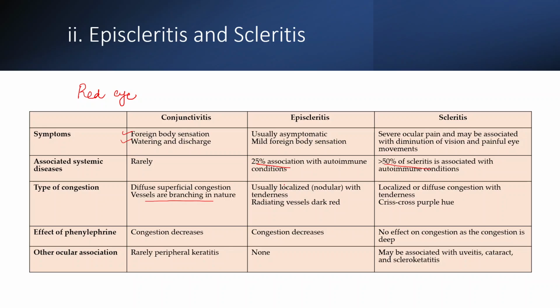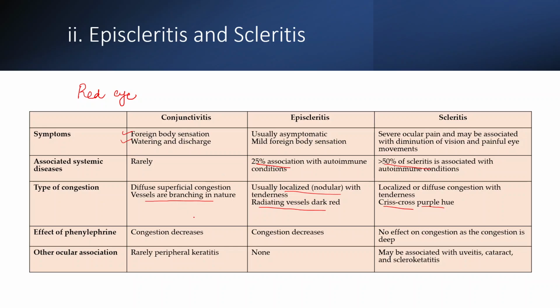In episcleritis, the redness is usually localized when it is a nodular episcleritis, and these vessels appear radiating. In scleritis, the congestion is more dark and purplish. It's deeper and it appears crisscross because of the arrangement of blood vessels.